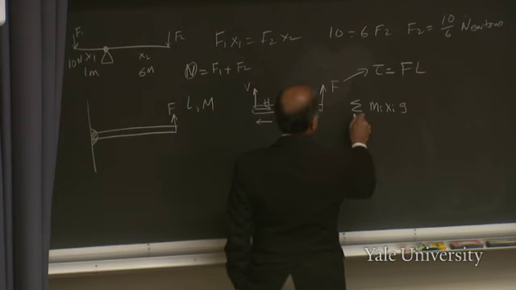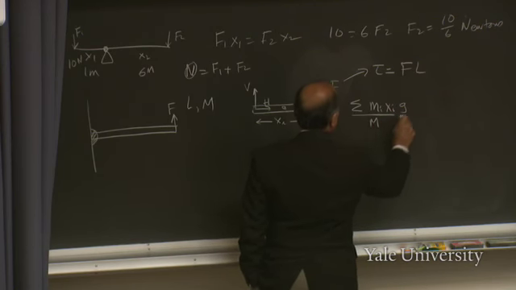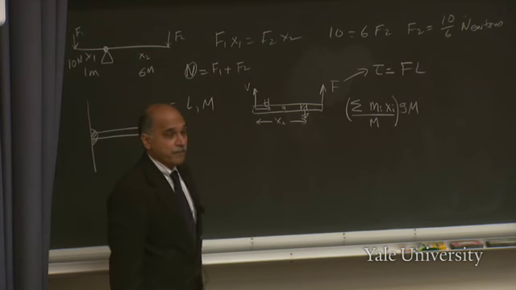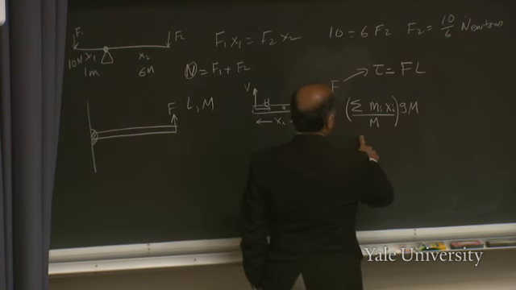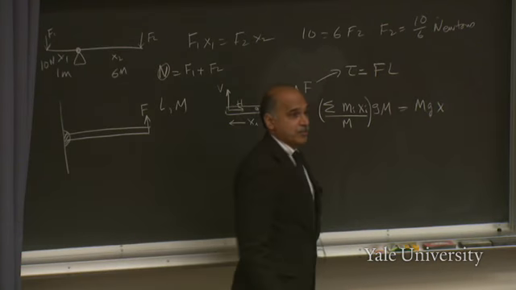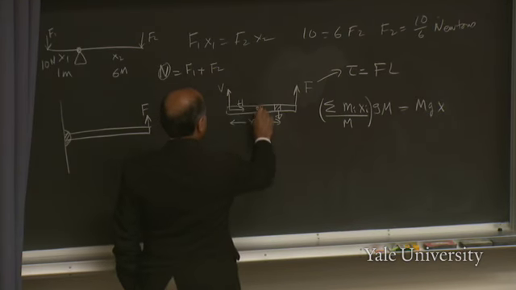So let me make my life easy by dividing by the total mass and multiplying by the total mass. If I stare at this combination, mi xi summed over i divided by m, that is the center of mass. So it does look like mgx, where x is the center of mass of the rod.